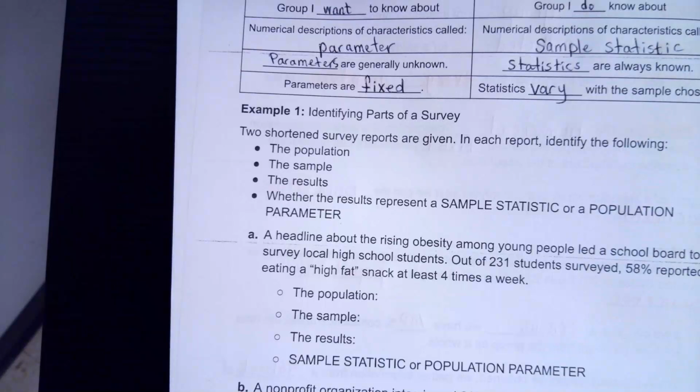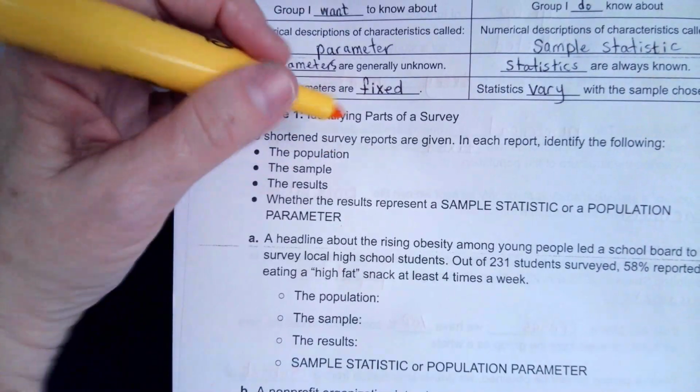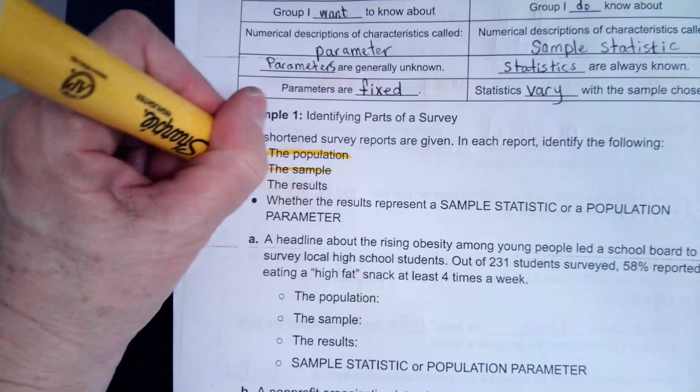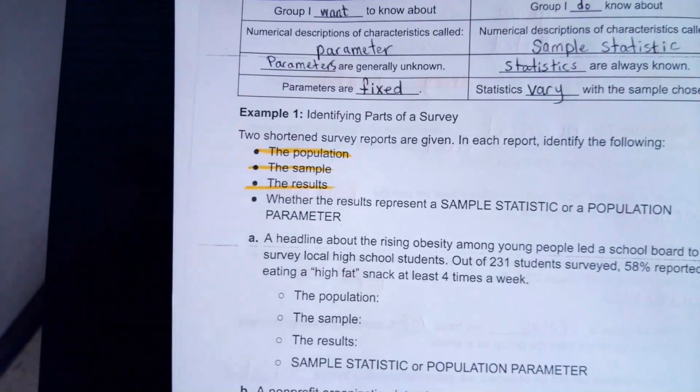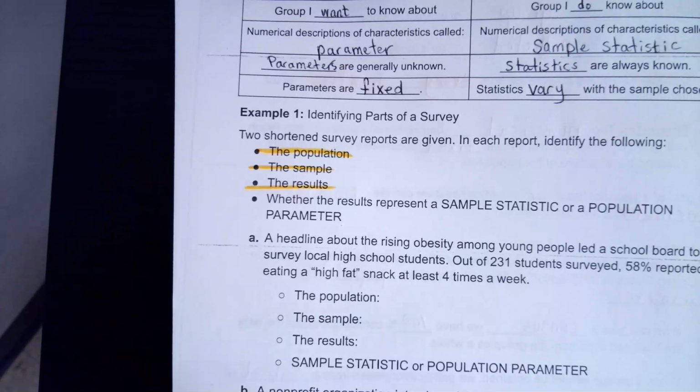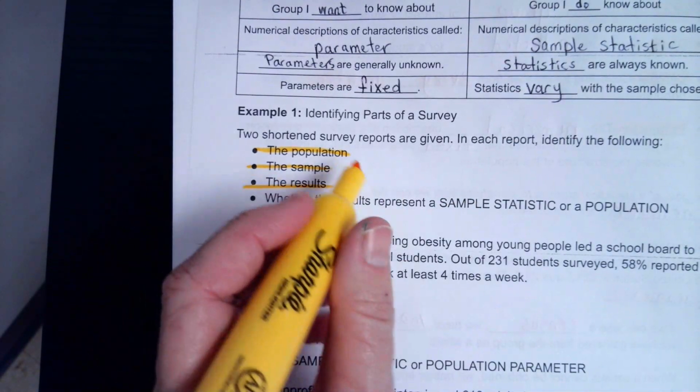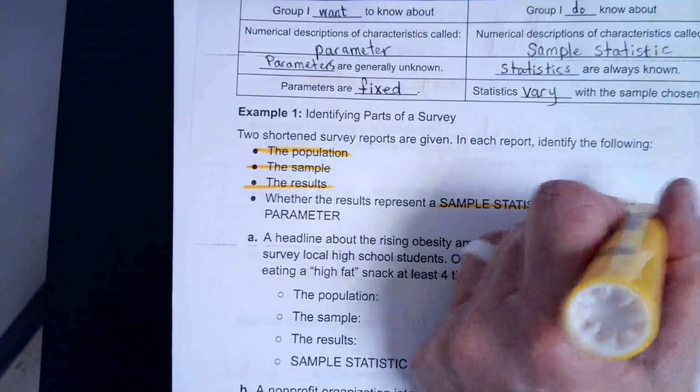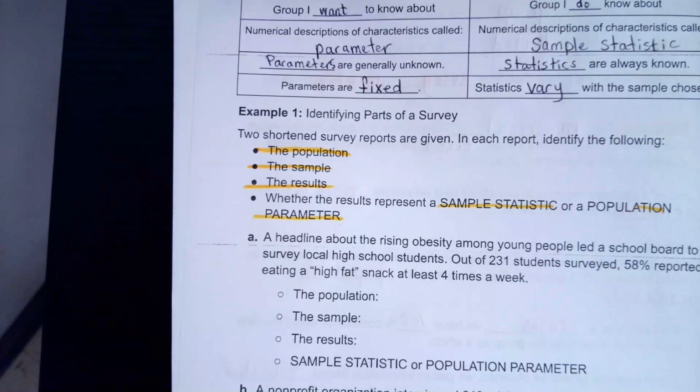All right. So, identifying parts of a survey. Two shortened survey reports are given. In each report, I need you to identify the population, the sample, the results, and whether the results represent a sample statistic or a population parameter. Okay, we're going to look at two different studies here, two survey reports. Somebody did surveys and they gave a report.